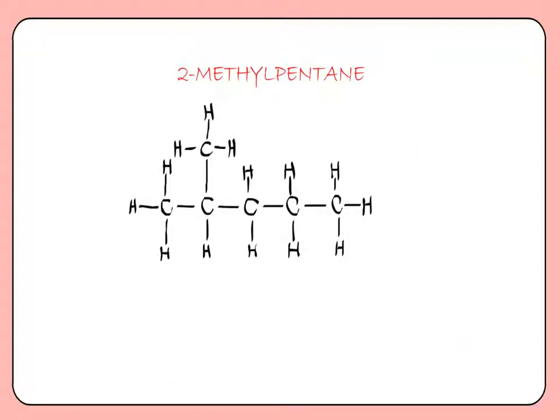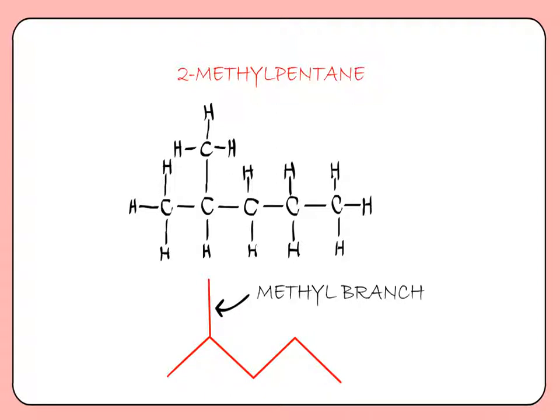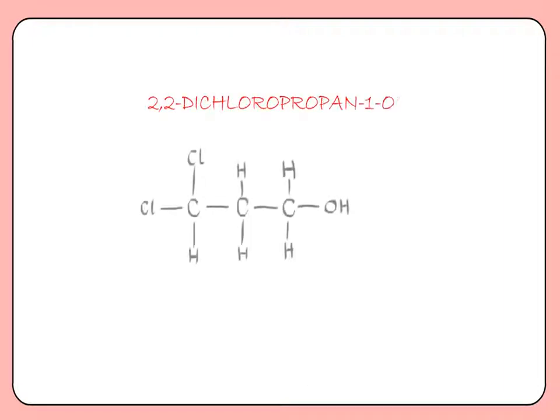2-methylpentane would be represented in skeletal form like this. Note how the methyl branch is shown as a single line coming off the main chain. 2,2-dichloropropan-1-ol is shown like this. When atoms other than hydrogen are bonded to the carbon chain, then these are shown in full.